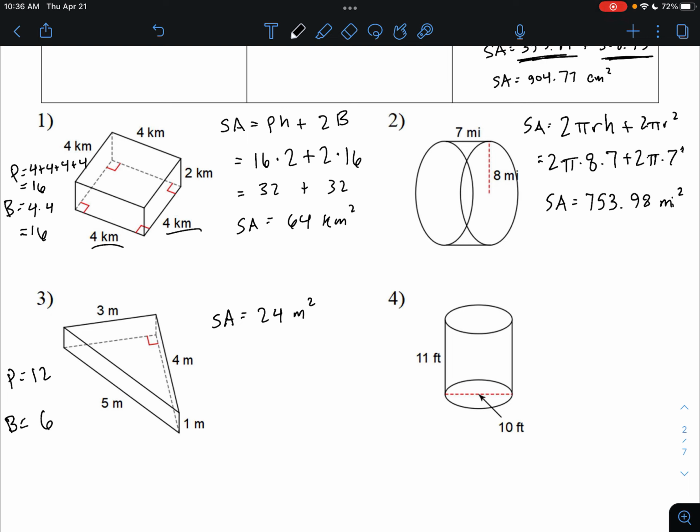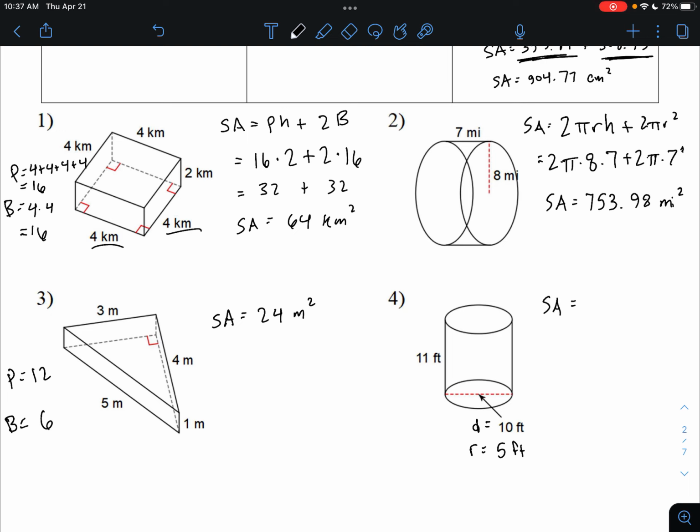On question 4, this is a cylinder, so we need to have the radius and the height. We already have the height, which is 11 feet, and we're not given our radius, so this is where most people mess up, if you mess up. This 10 feet right here is our diameter, so our radius is 5 feet. So to find our surface area, we need to plug in our radius, not our diameter. If you plug in the diameter, you're going to get the wrong answer. And if you plugged it in correctly, you should have gotten this answer.